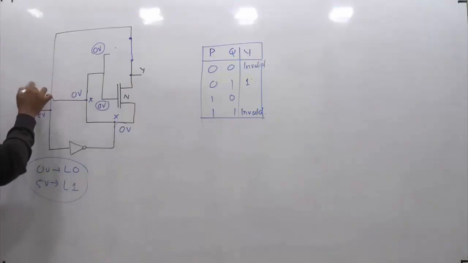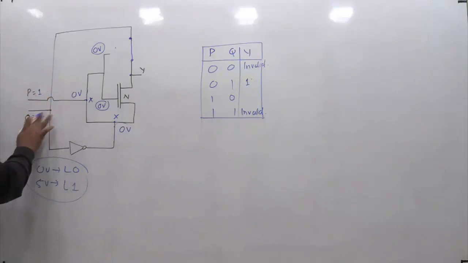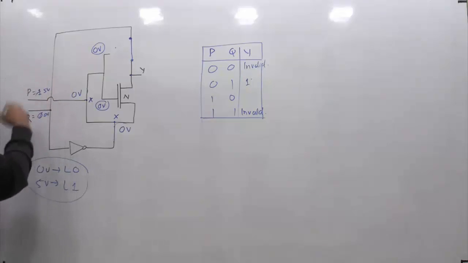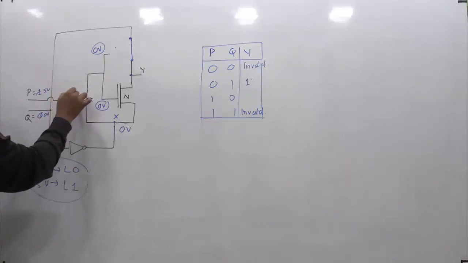But what's going to happen if I give 1 and 0? So this is 1 and 0. Logic 1, logic 0 means 5 volts and 0 volts. So if you give 5 volts, this will be your 5 volts.